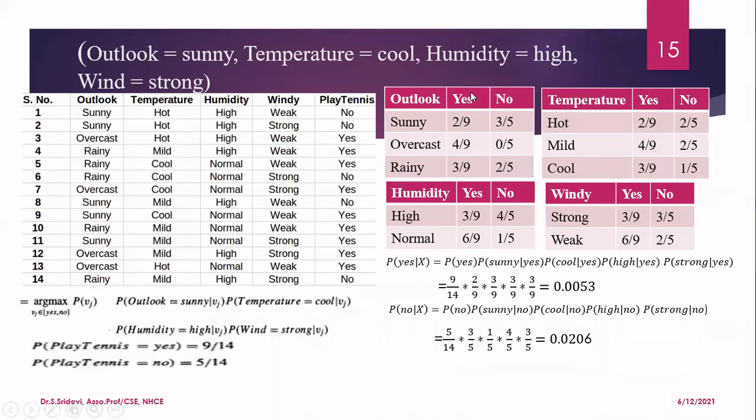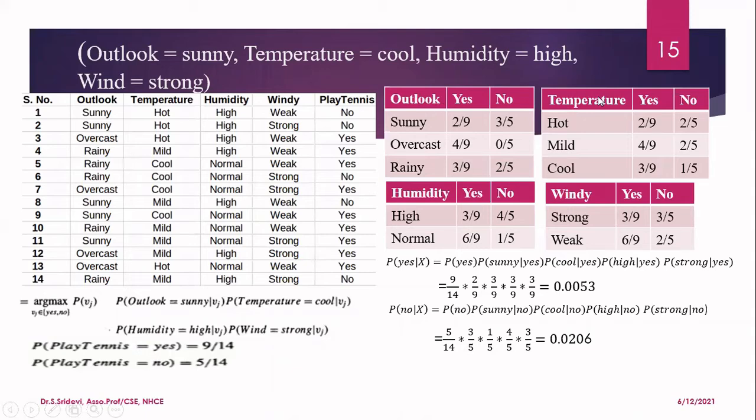So because of that, wherever you have this S column, you have to divide by 9. It's nothing but you add up all these values under S, you will be getting 9. 2 plus 4 plus 3 is 9. Similarly, for no, we have 5 outcomes. So whatever is in the no column, you have to divide by 5. So this is for the first attribute, outlook.